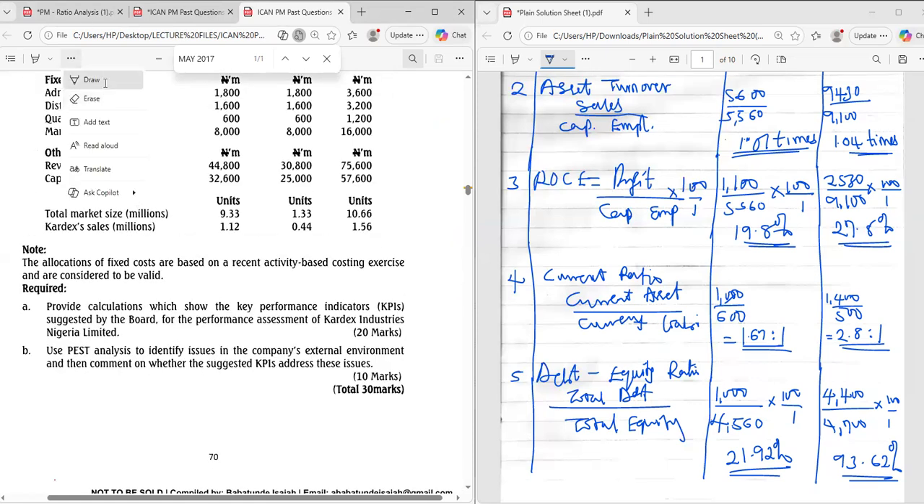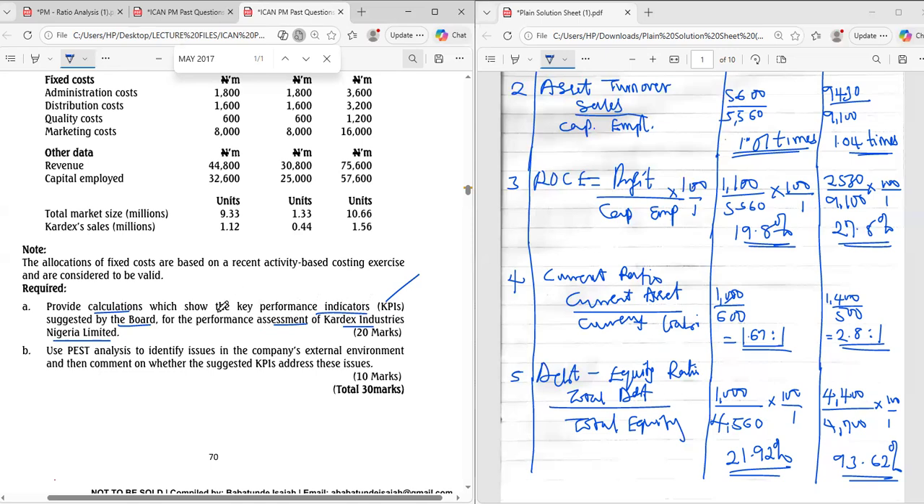Now, this very interesting question was examined in number 1 of ICAN, May 2017. It's interesting, and I would like to address it. The requirement of the question states: provide calculations which show the key performance indicators, KPIs, suggested by the board for the performance assessment of Cadence Industries Nigeria Limited, 20 marks. For ICAN to put 20 marks here, I know that it's not an easy thing to just crack.